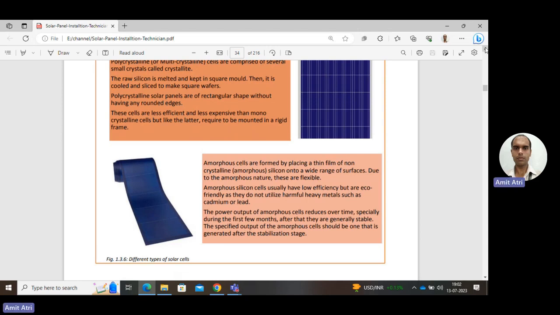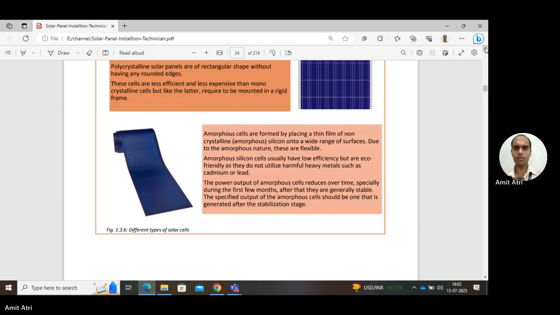Last one, the amorphous cell. They are formed by placing a thin film of non-crystalline or amorphous silicon onto a wide range of surfaces. They are flexible. Their efficiency is low, and their cost is very low. The output power of an amorphous cell reduces over time, especially during the first few months. That means earlier the efficiency is high, but then suddenly it goes down very fast. It will come down. After that, it will be stable.